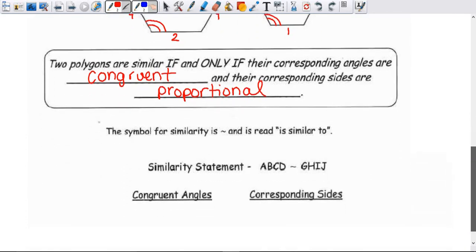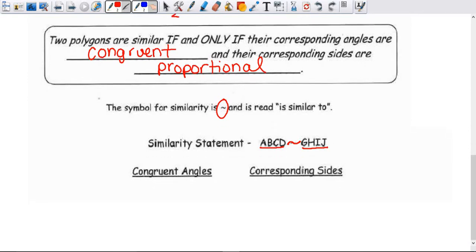So then you have this down here. The symbol for similarity is this squiggle right here. This similarity statement reads that quadrilateral ABCD is similar to quadrilateral GHIJ. And we can then line up our congruent angles and corresponding sides based on this similarity statement.